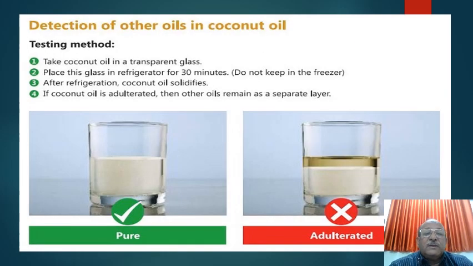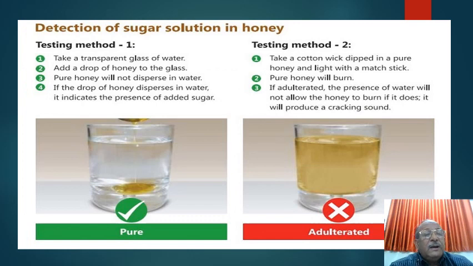Detection of other oils in coconut oil. Take coconut oil in a transparent glass. Place this glass in the refrigerator for 30 minutes. Do not keep it in the freezer, note it down. After refrigeration, coconut oil solidifies. If coconut oil is adulterated, then other oils remain in a separate layer. So this is how you can find out adulteration in coconut oil.